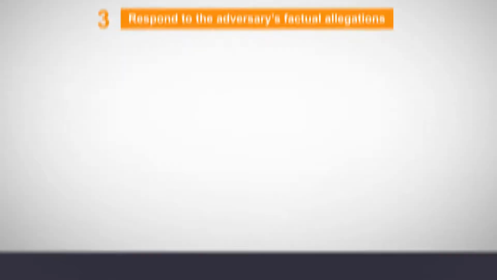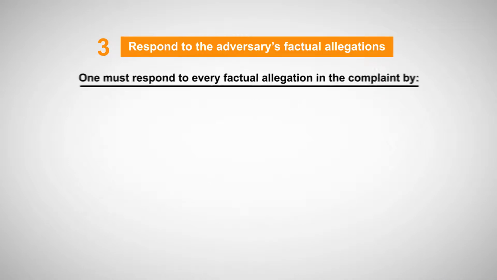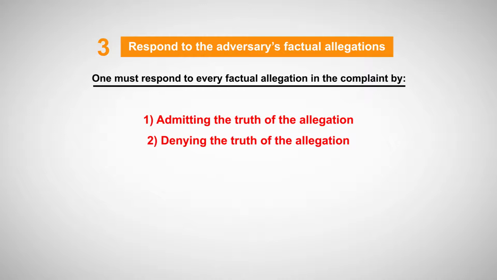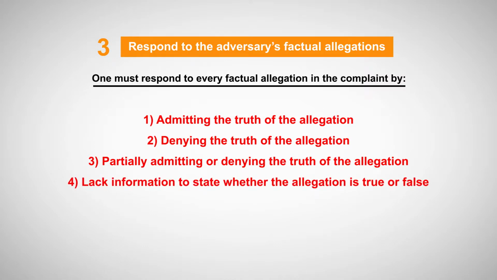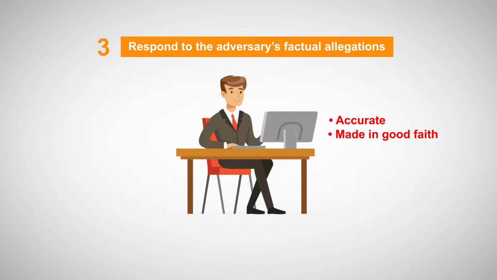Let's now take a look at responding to the factual allegations in the complaint. Typically, one must respond to every factual allegation in the complaint by 1. Admitting the truth of the allegation, or 2. Denying the truth of the allegation, or 3. Partially admitting and partially denying the truth of the allegation, or 4. Lacking the information to state whether the allegation is true or false. The responses must be accurate and made in good faith.